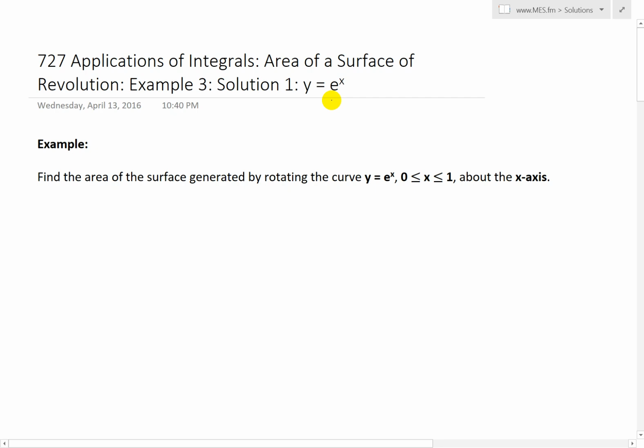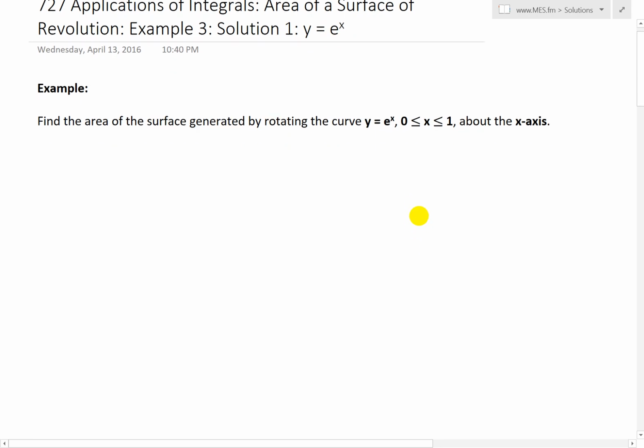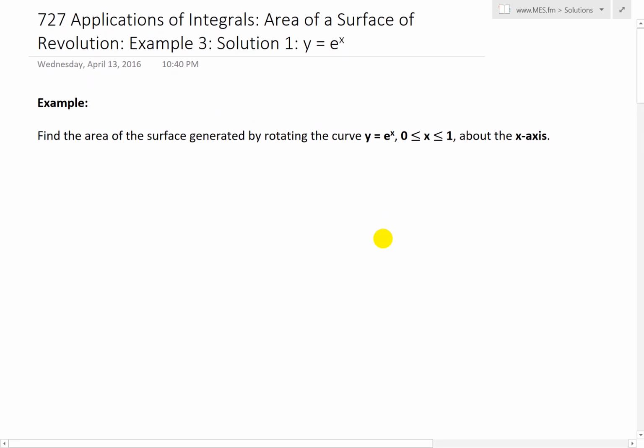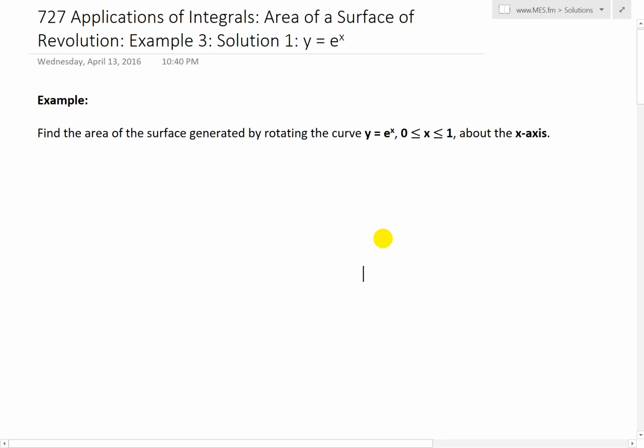In this case, it will be y equals e to the x. In the next video, I'll go over solution 2, which is the other way around. We'll have x in terms of y, and this will make more sense as I get through this example. Basically, the example we're going to cover today states: find the area of the surface generated by rotating the curve y equals e to the x from x equals 0 all the way to x equals 1 about the x-axis.